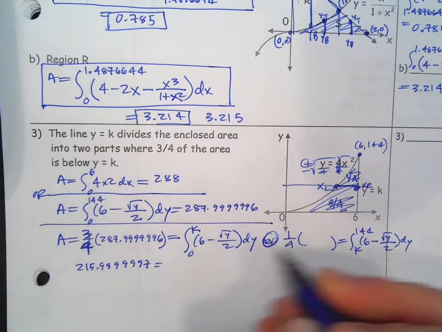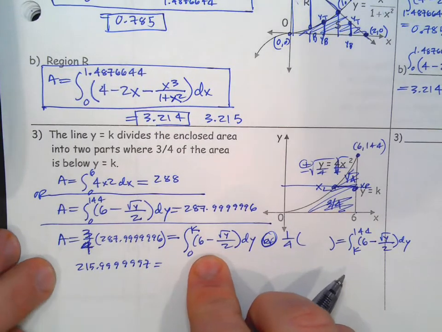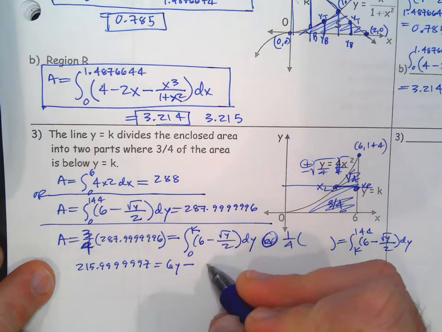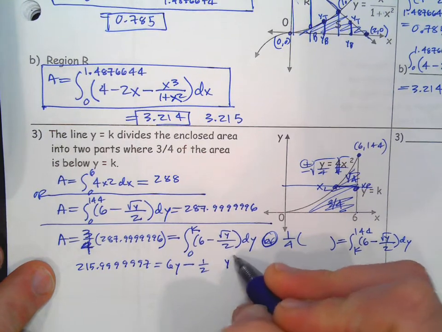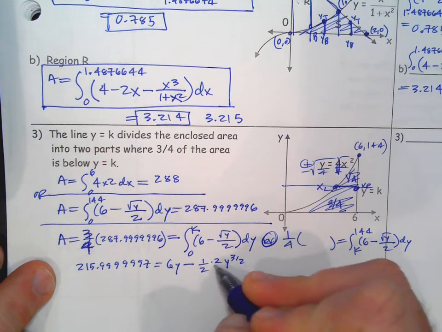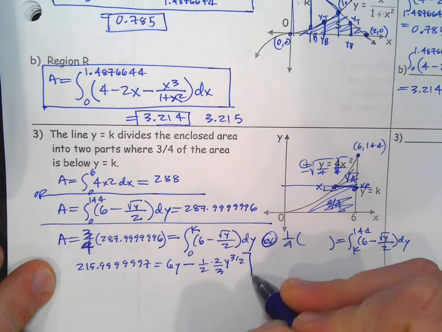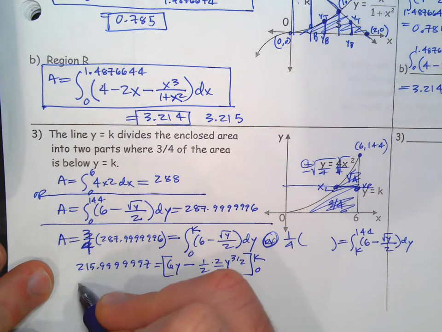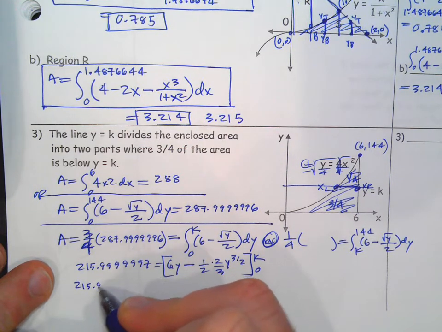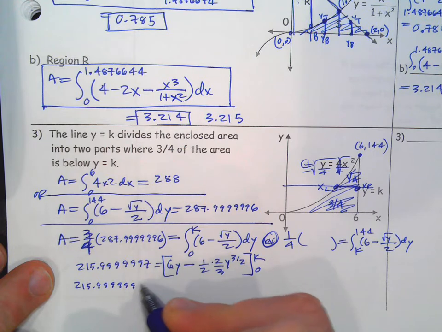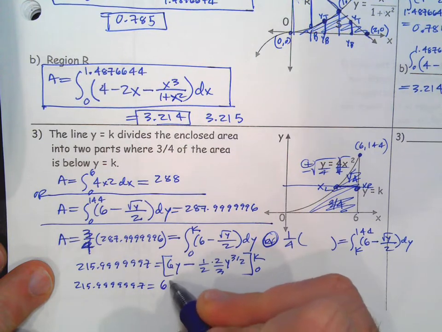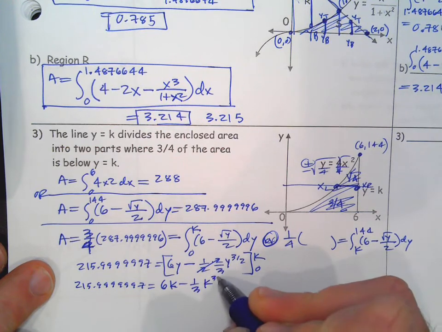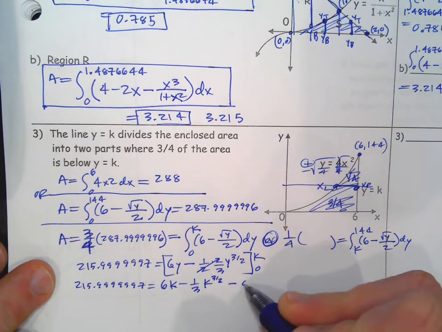215.9999997. Now, we have to integrate this. So it's going to be 6y minus, we have a 1/2 already, and then a y to the 3/2 divided by the new exponent multiplied by the reciprocal, 0 to k. So we're going to get 6k minus 1/3 k to the 3/2 minus 0 minus 0.